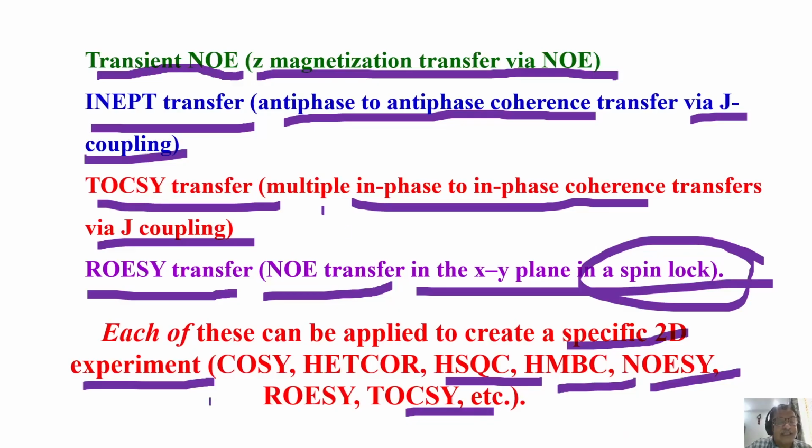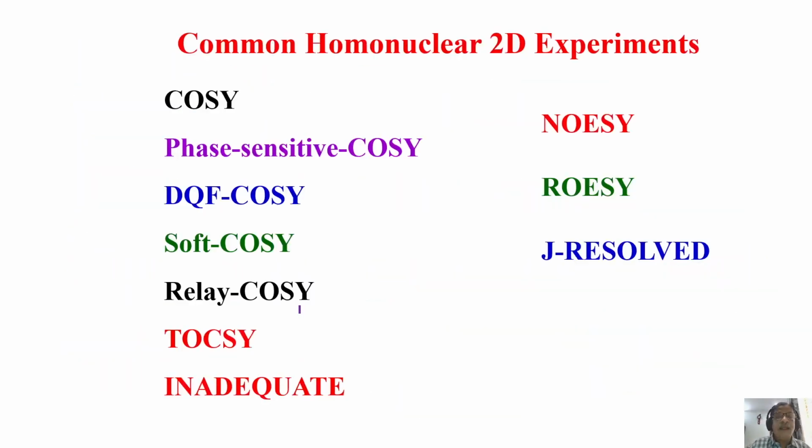If you go and understand the spin physics, the way magnetization behaves in this pulse sequence, you will find out that these experiments are something different. I just mentioned only a couple of them. There may be several ways you can see how the magnetization gets transferred. Now, with this, I want to tell you one thing.